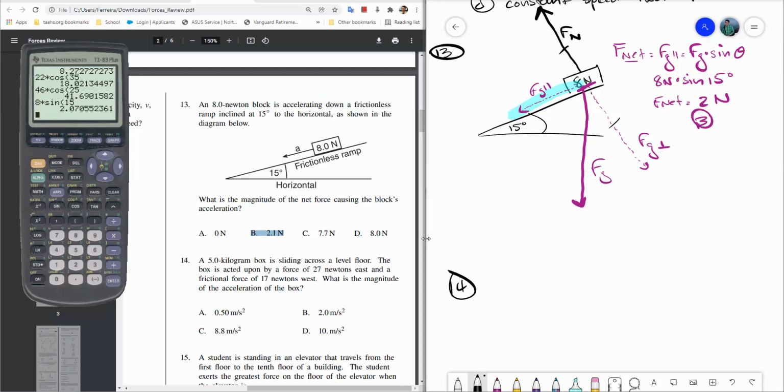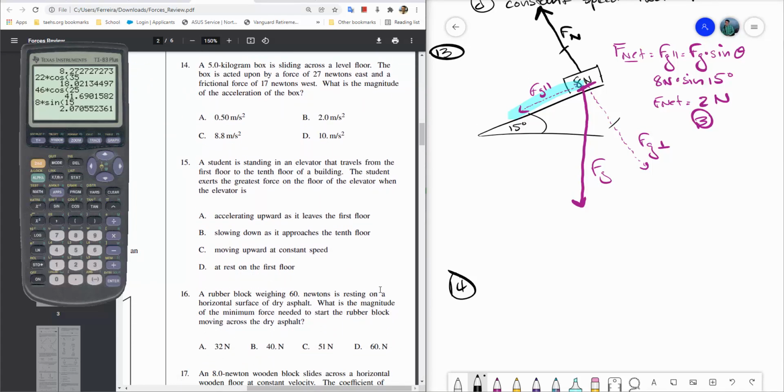Now 14 reads, a 5 kilogram box is sliding across a level floor. The box is acted upon by a force of 27 newtons east and a frictional force of 17 newtons west. What's the magnitude of the acceleration of the box? So level floor, which means things are flat. Nice. 5 kilogram box. Simple. The box is sliding on the floor. It's acted upon by 27 newtons east, and a frictional force of 17 newtons west. Great. What's the magnitude of the acceleration?